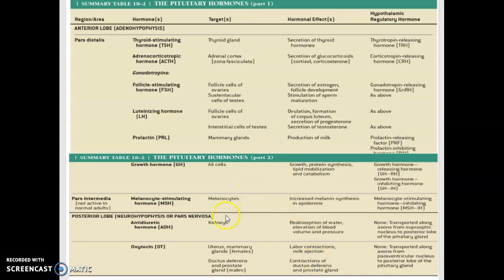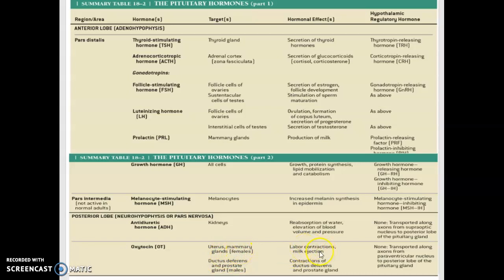Back to this chart, again, remember that the posterior pituitary, the neurohypophysis, releases two hormones, and here's where they go. Antidiuretic hormone goes to the kidneys, and basically it causes us to reabsorb water from the filtrate that was becoming urine, and then the oxytocin goes to different places.